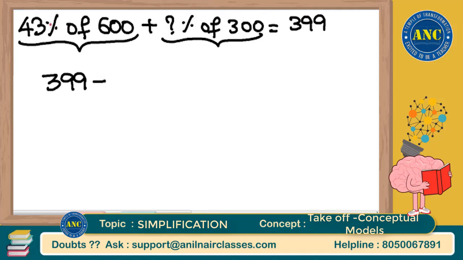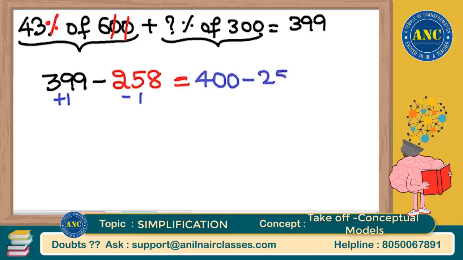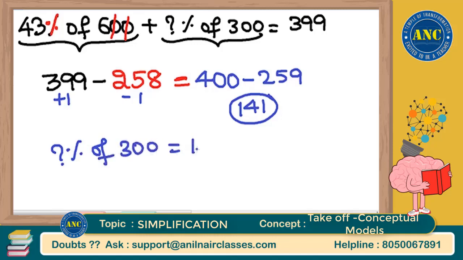Now 43 percentage means percentage, remove it, 2 zeros cancel. 43 into 6. 40 into 6 is 240, 3 into 6 is 18. It is 258. That means my right hand side is 399 minus 258. I want to make it a fancy number. Add 1 to make 400. Subtract 1 to compensate. It is equivalent to writing it as 400 minus 259, which is nothing but 141. Right? 141.